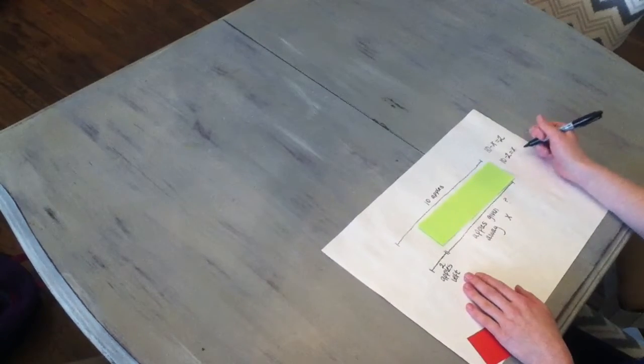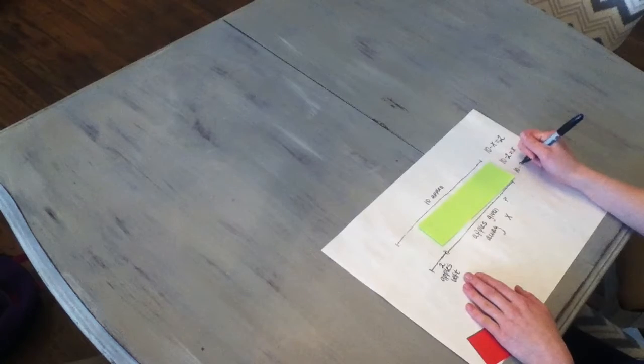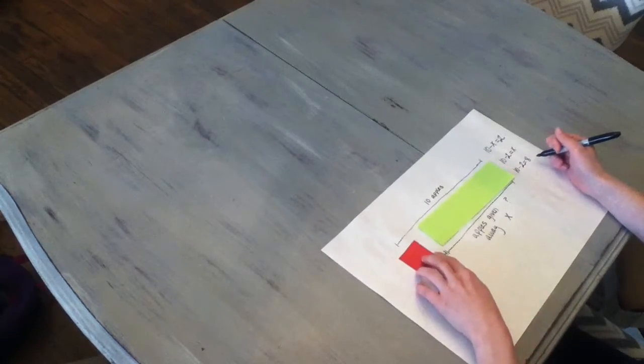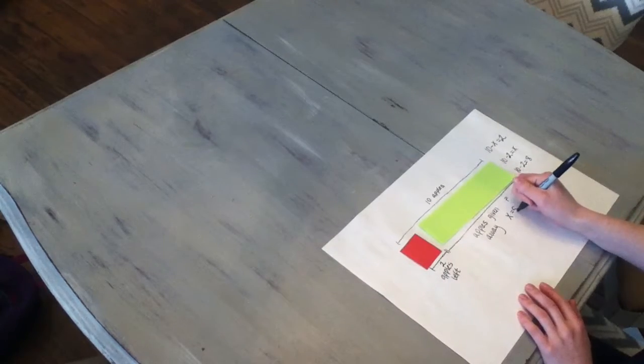So let's work the problem. We know that 10 minus 2 is equal to 8. So we can say that she gave 8 apples away. This X is going to equal 8.